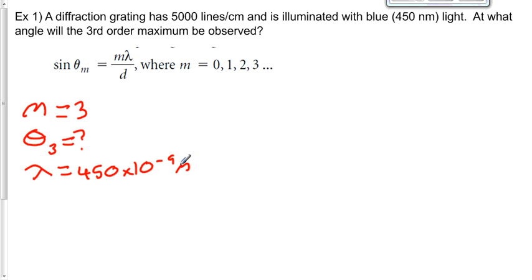And we need to know what d is. If you remember from our first page, d is the separation of the slits, or how many meters are between the slits. And we don't have that directly. We have how many lines there are per centimeter. But if we know how many lines there are per centimeter, to get how many centimeters there are in between each line, I just have to do the inverse of that. So 1 divided by 5,000 lines per centimeter.